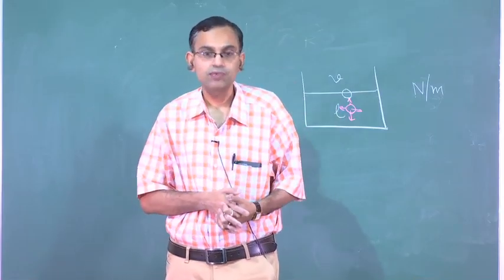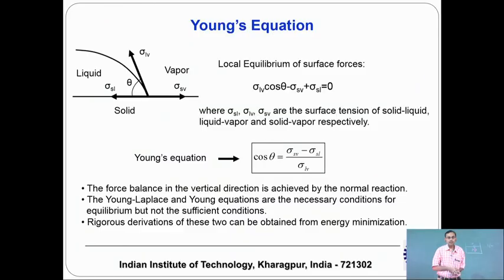If you look at this slide, you will see that we are writing a force balance in the horizontal direction. What about the vertical direction? In the vertical direction it appears that there is an unbalanced force, but that force is balanced by a normal reaction from the surface. The other important point is that the Young-Laplace equation and Young's equation are necessary conditions for equilibrium, but are not sufficient conditions. That means even if these equations are satisfied, there can still be a deviation from equilibrium.